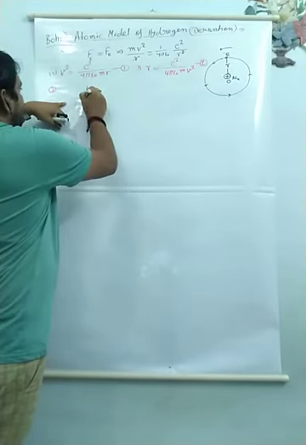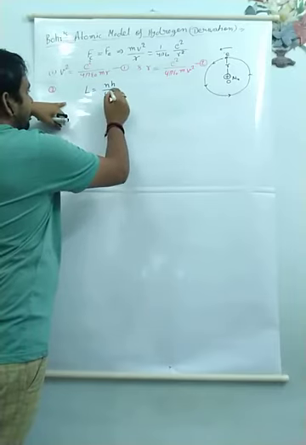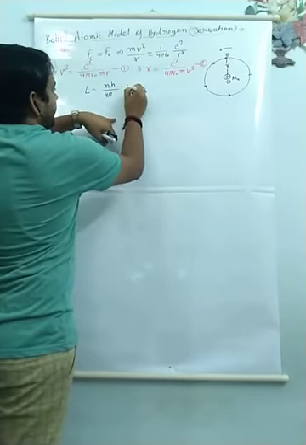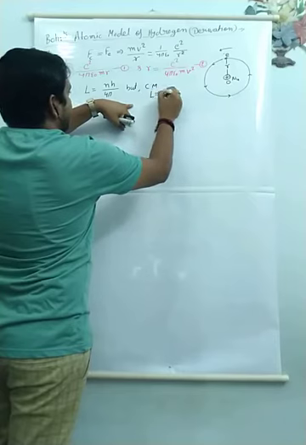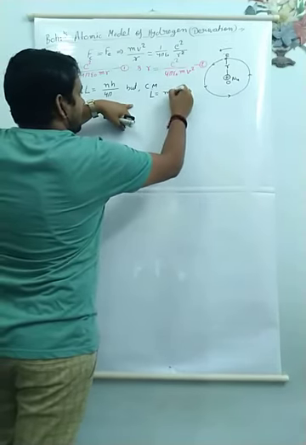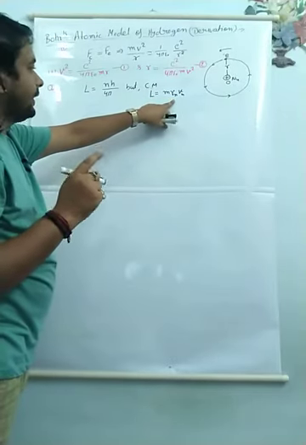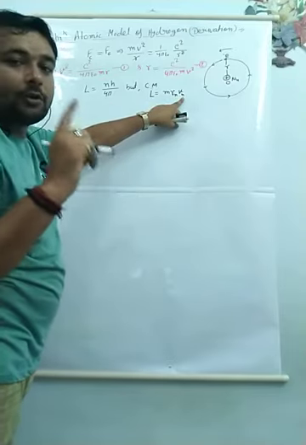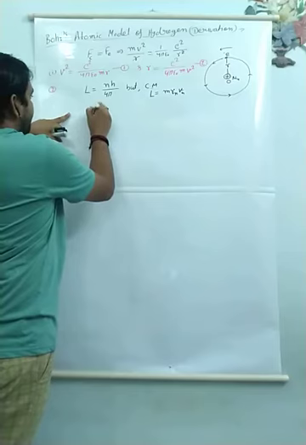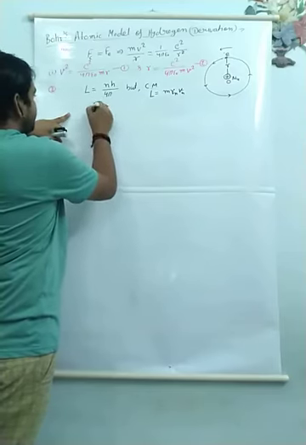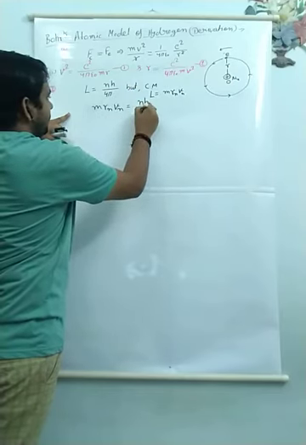By the second postulate, L is equal to nh upon 2 pi, but in circular motion the angular momentum is m Rn Vn. Here student, Rn is the radius of the nth orbit and Vn is the velocity of the electron in the nth orbit. Now, by comparing the two, we get m Rn Vn is equal to nh upon 2 pi.